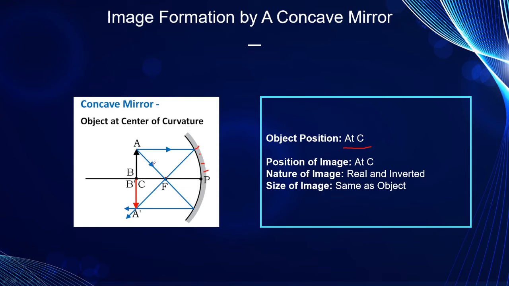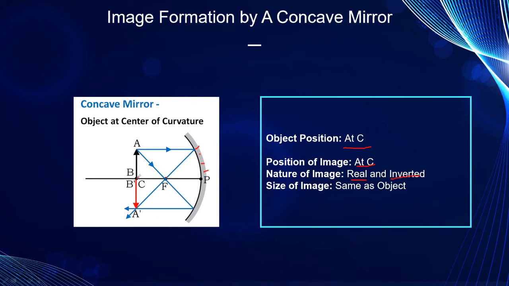In rule 2, if my ray is going through the focus, then after reflection it will become parallel to the principal axis, and I see that they meet at a point which is exactly at the center of curvature. So if that was AB, I get A dash B dash again at the center of curvature, which means the position of the image is at C itself. Are the rays meeting? Yes, they are meeting. So if they are meeting, what kind of image is it? It is a real image. If it is a real image, it has to be inverted, and yes, I see the head hanging upside down, so it's an inverted image.